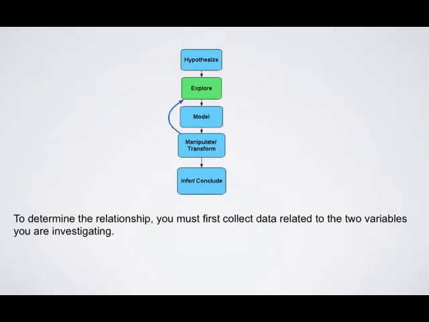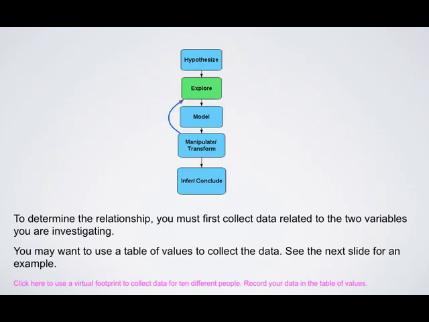To determine the relationship, you must first collect data related to the two variables you are investigating. You may want to use a table of values to collect data. Have a look at the next slide here for an example.